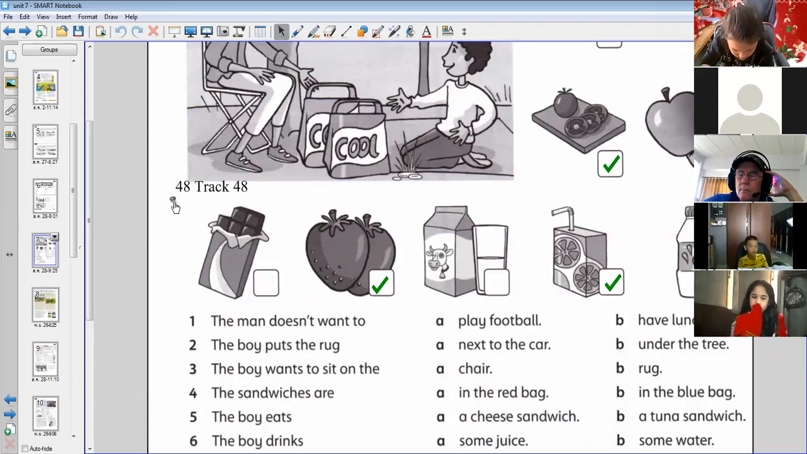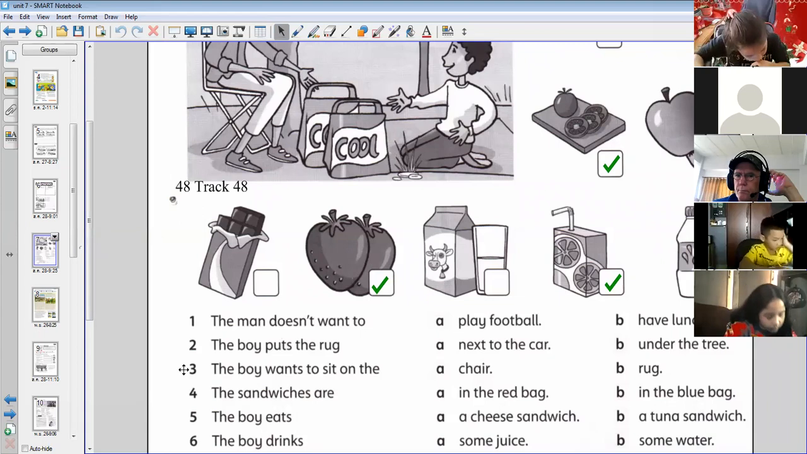Listening 2.48. Listen and tick. Let's play football. No, I'm hungry. I want to have lunch. Okay. Have you got the picnic bags? Yes, they're here, next to the car. I'm putting the rug under the tree. Is that okay? That's fine. Okay. And here's the chair. Can I sit on the chair, Dad? No, you can't. That's my chair. You can sit on the rug. Okay.